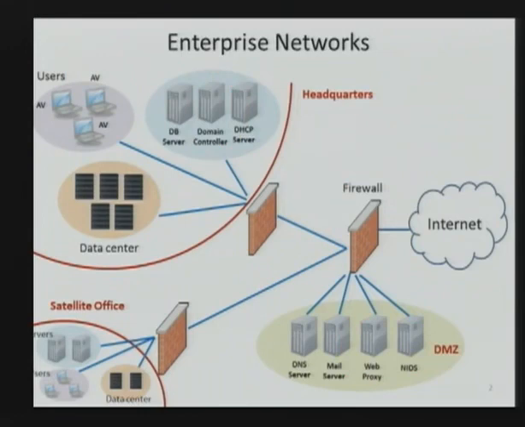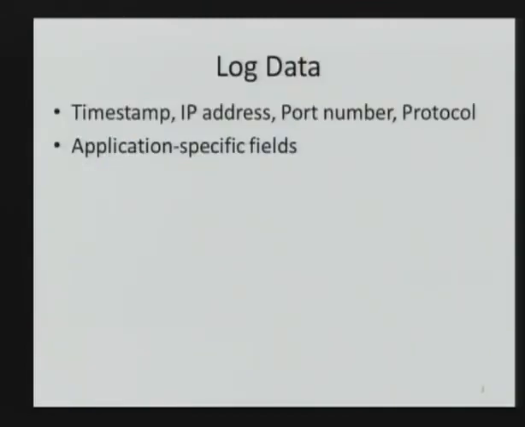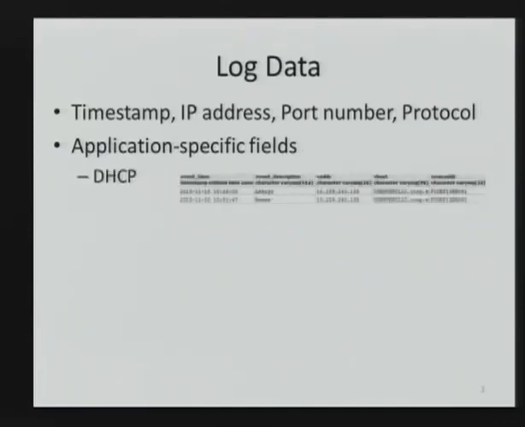All of these devices on the network monitor activities going on in the enterprise, and they generate large amounts of log data of different formats. Some of the logs do share common fields, like timestamps, IP addresses, port numbers, and protocol, but there is also information that is specific to the application that generated the log. As an example, logs from DHCP servers will specify the IP address that is assigned to this MAC address with this host name, and also an action field indicating the type of event, like an assign, renew, or release.